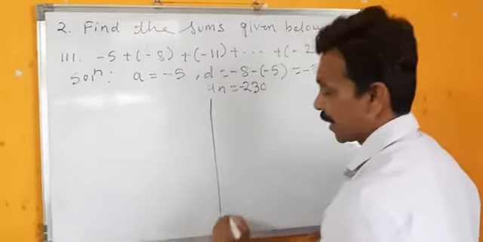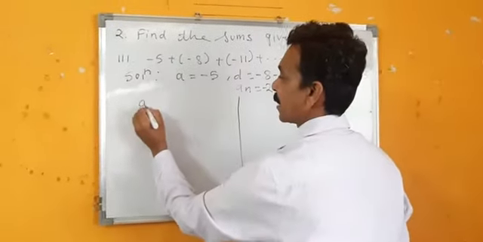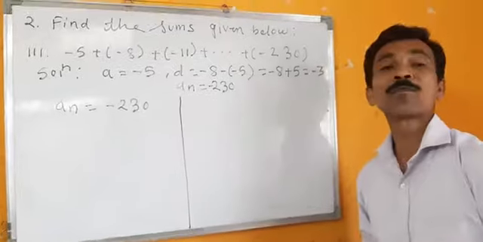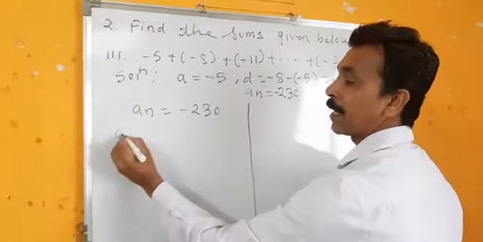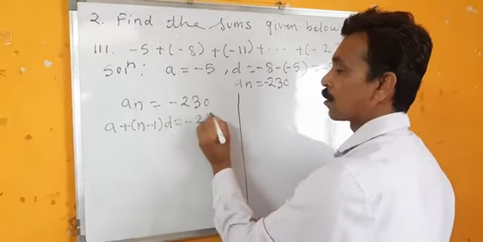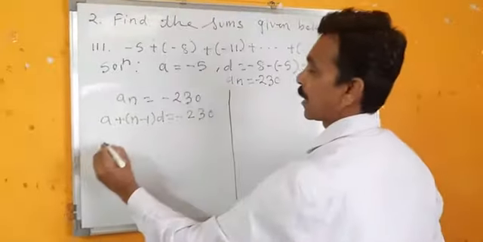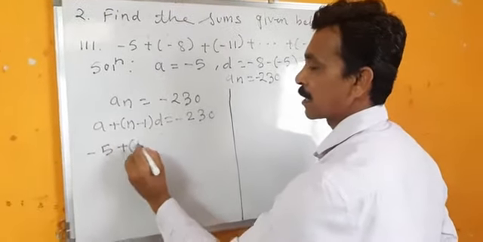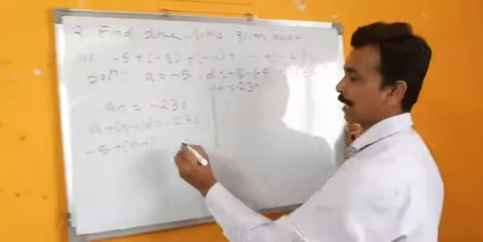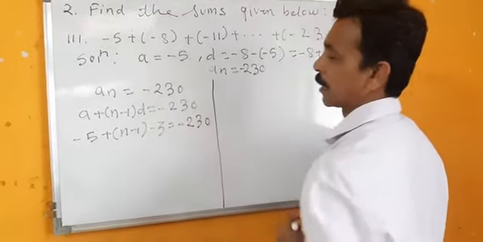First we will find N using the formula for AN. It is given here. AN is equal to minus 230. What is the formula for AN? A plus N minus 1 into D is equal to minus 230. Let's place the values. What is the value of A? Minus 5 plus n minus 1 into d. D is how much? Minus 3 is equal to minus 230.